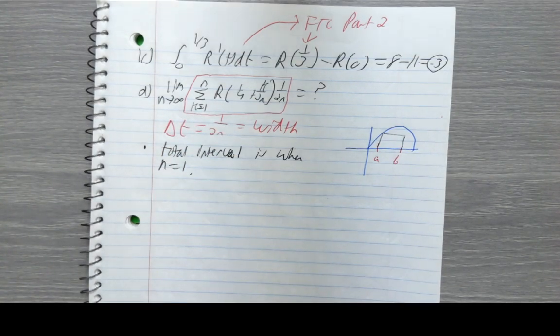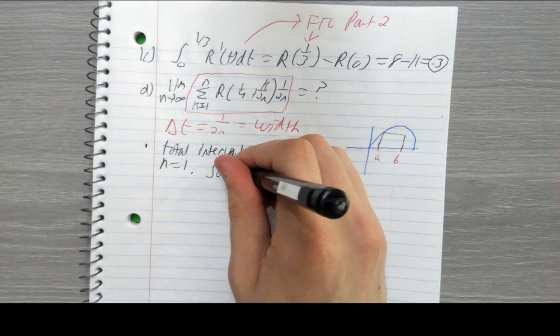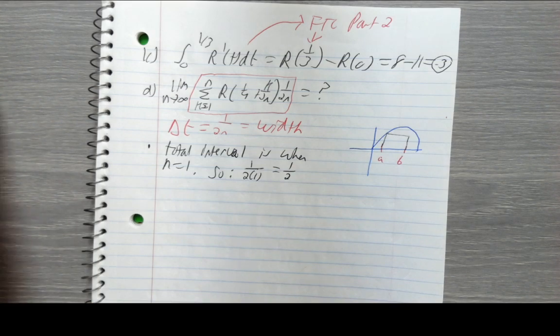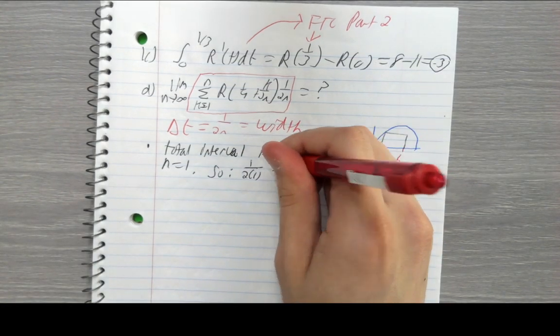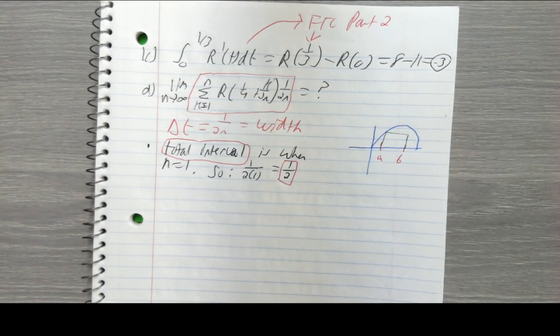So in this case, 1 over 2 times 1 gives me 1/2. That's my total interval, 1/2. I know that my eventual integral has to have a length of 1/2. So that's a really important piece.